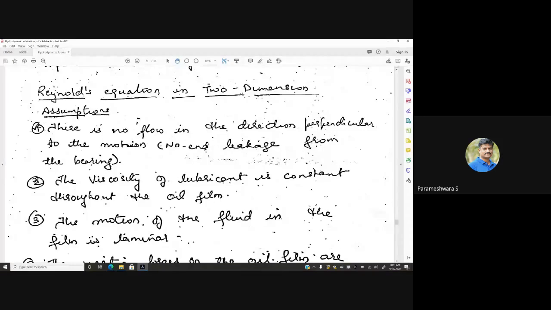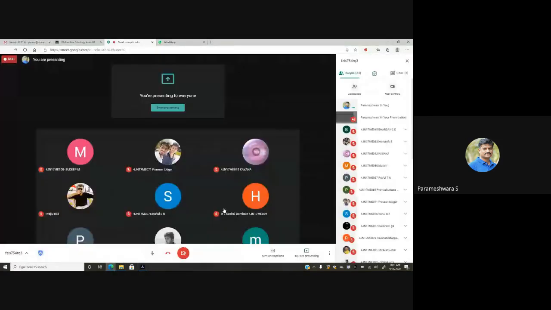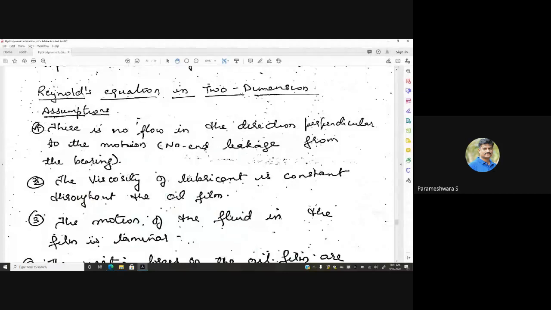Professor D. Reynolds is the name of the person who derived this equation, and the motive behind deriving the Reynolds equation is Tower's experiment. Tower is also the name of an engineer who kept on studying the behavior of the lubricant under various conditions, and he had postulated his own theory regarding the hydrodynamic lubrication using Tower's experiment.